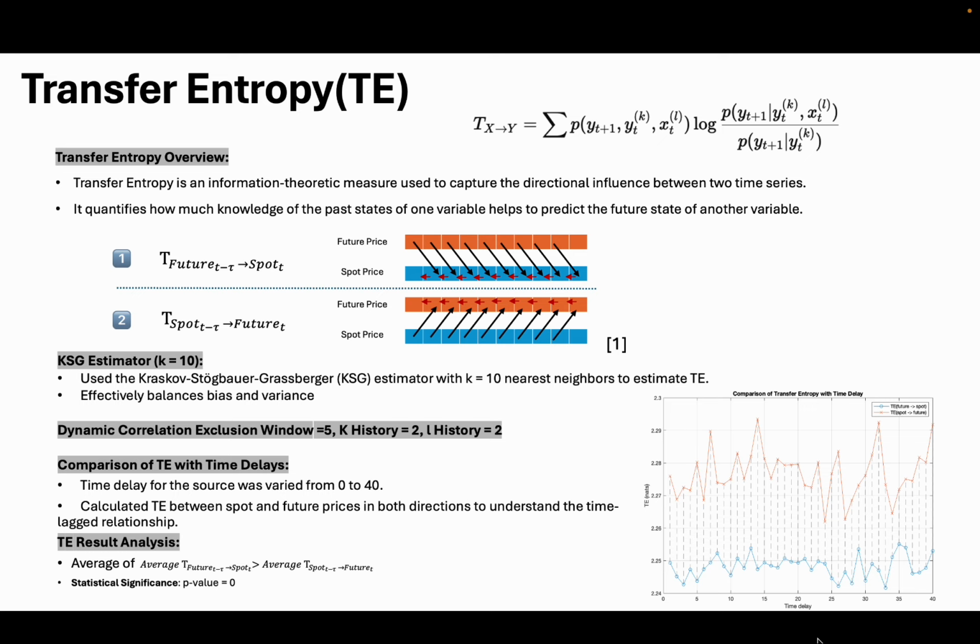We use the KSG estimator with k equals 10 nearest neighbors, which is effective at balancing bias and variance. Additionally, we set a dynamic correlation exclusion window of 5 and history parameters k equals 2 and l equals 2. Those settings help ensure the transfer entropy results are not biased by short-term correlations.